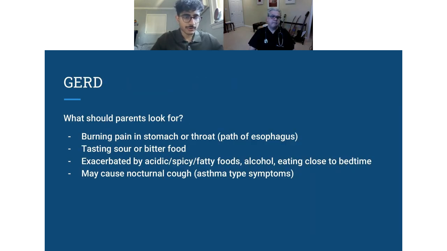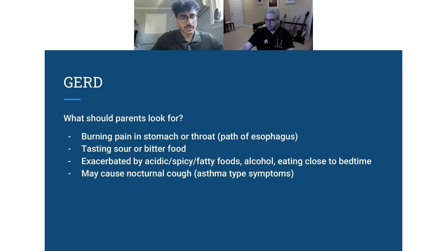And what should parents look for in GERD? Generally, you may see burning pain in the stomach or the throat, along the path of the esophagus. Your kid might say that they taste sour or bitter food. It's exacerbated by eating acidic, spicy, and fatty foods, alcohol, or eating close to bedtime. So if you notice that after eating these kinds of foods or these kinds of behavioral patterns, then it's reasonable to suspect that your child might have GERD. And it can also cause a nighttime cough.